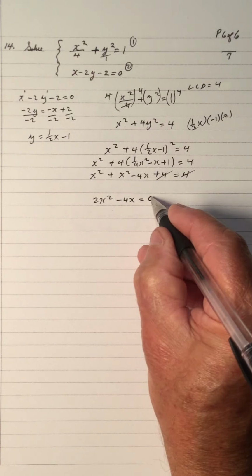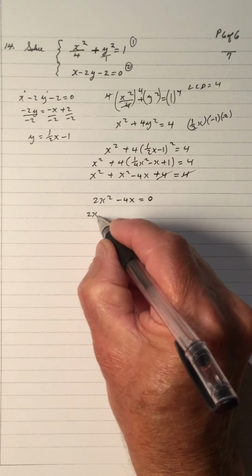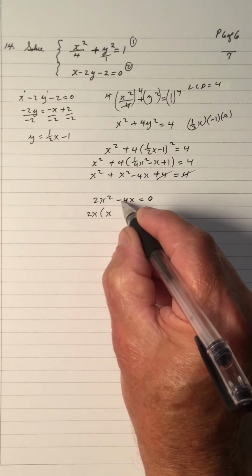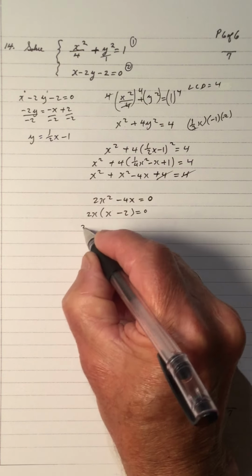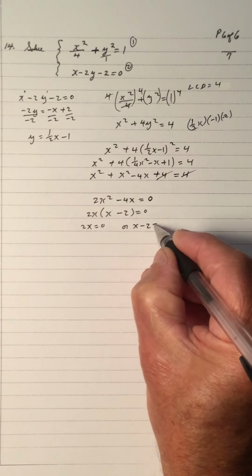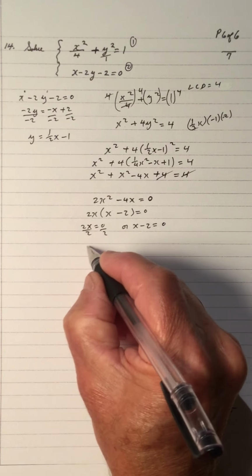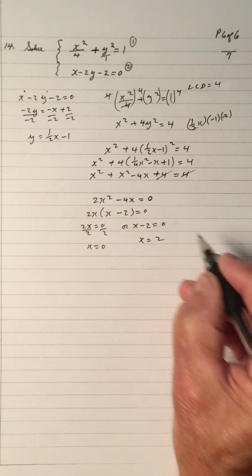And because I have a quadratic, which is x squared, I'll see a factor of 2x is common. So 2x squared divided by 2x is x. Negative 4x divided by 2x is negative 2. So we got 2x equals 0, or x minus 2 equals 0. Divide by 2, x equals 0, and x equals 2.